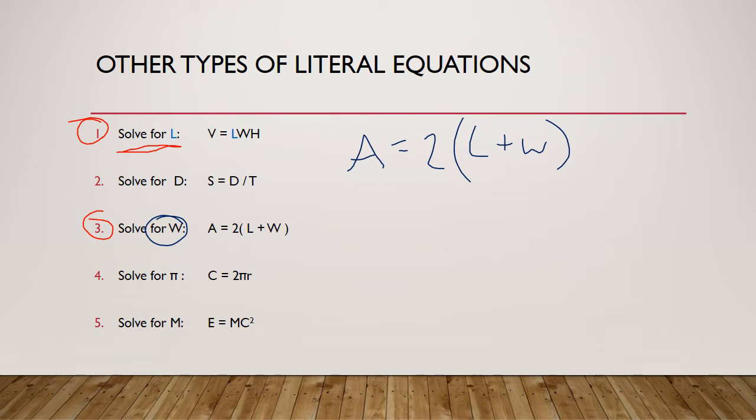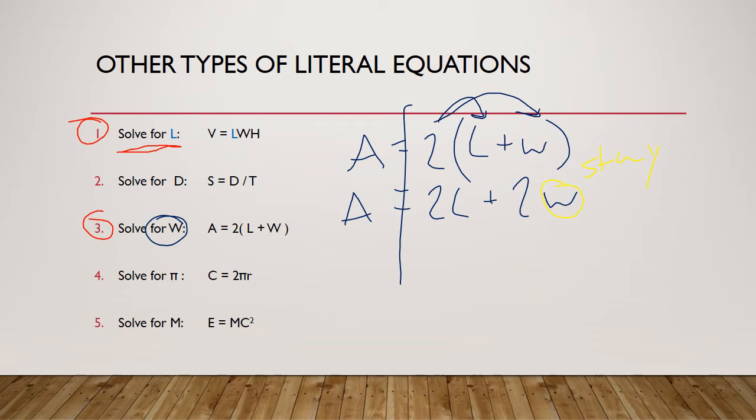So you have 2 options on how you can solve this. You can distribute the 2 first, or you can divide by 2. Knowing you guys, you're used to distributing first. So we're going to distribute 2. So we're going to get A equals 2L plus 2W. No problem there. So remember, this W is going to stay right where it is. It's not going anywhere.